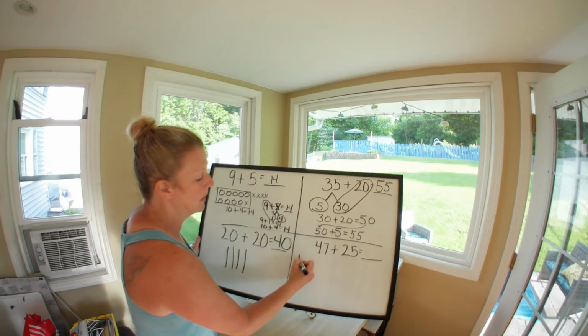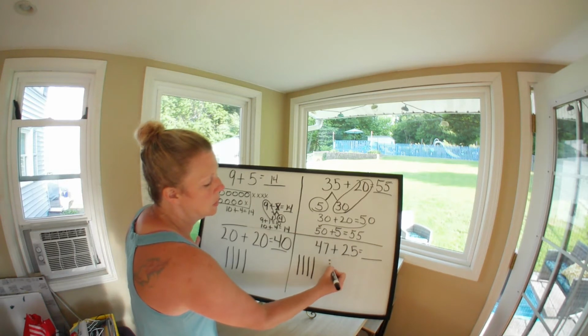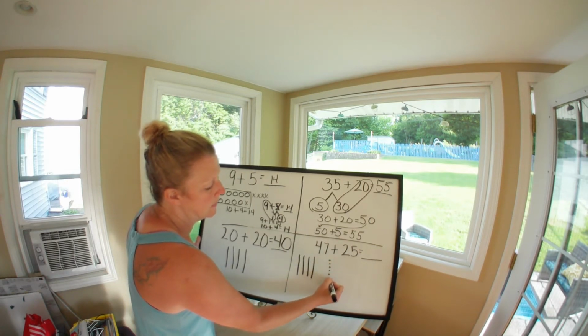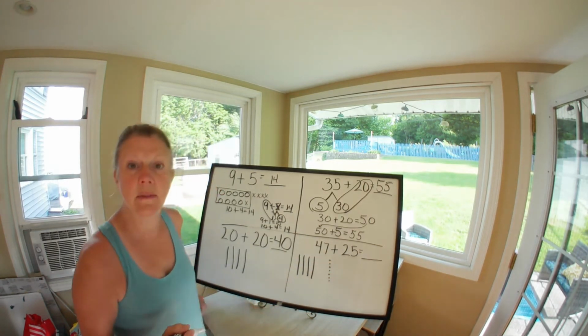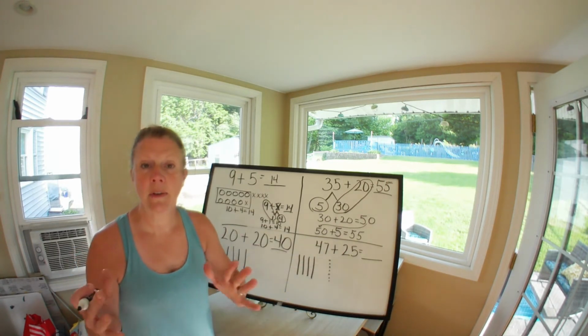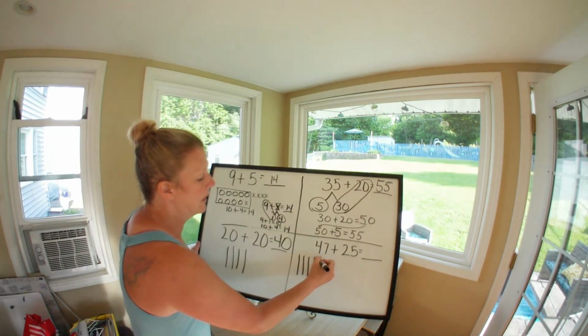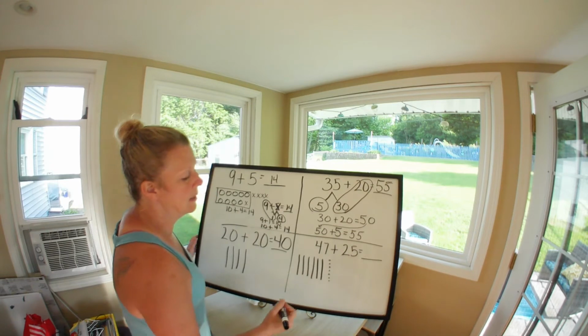So I have 47. 10, 20, 30, 40, 41, 2, 3, 4, 5, 6, 7. There's 47. Okay? Now, you'll notice I left room because you want to have your tens with your tens, your ones with your ones. So I have 25. So I have 10, 20.